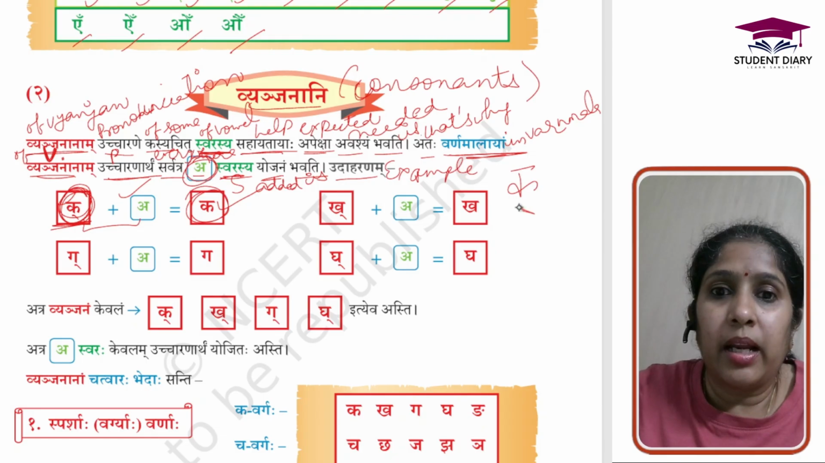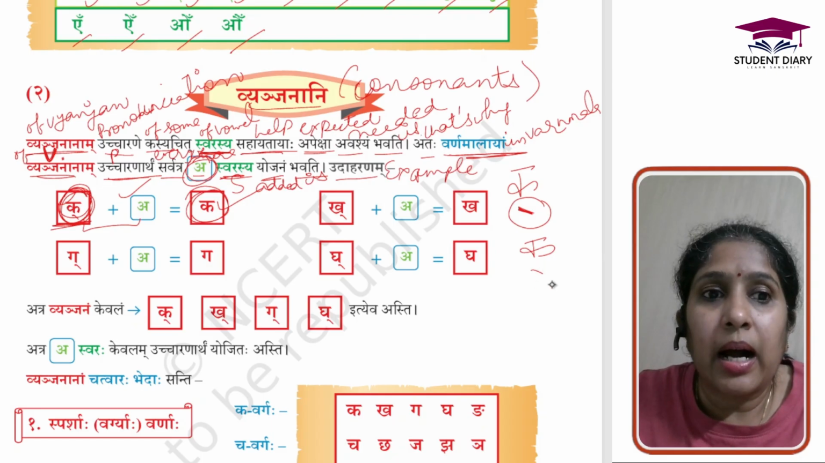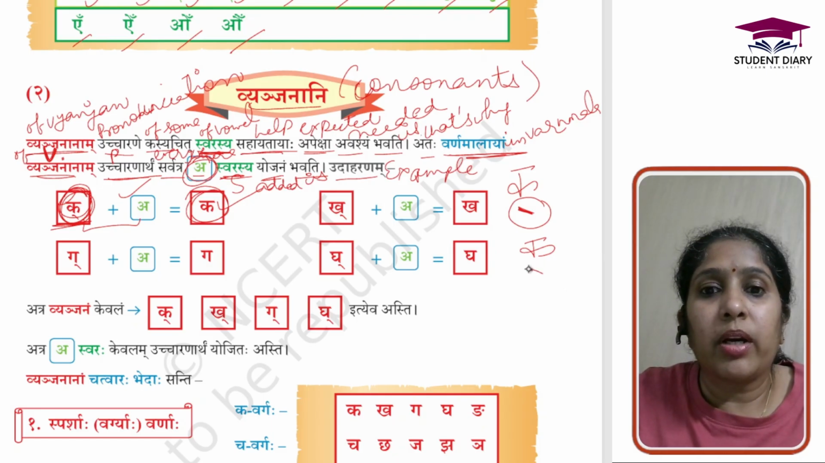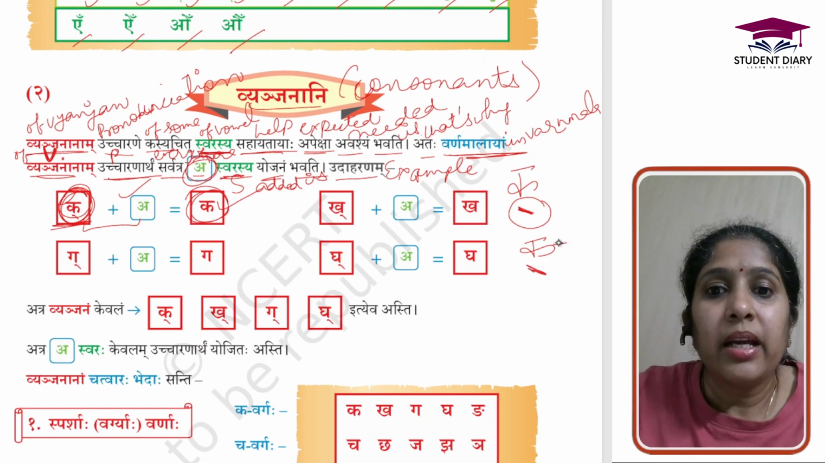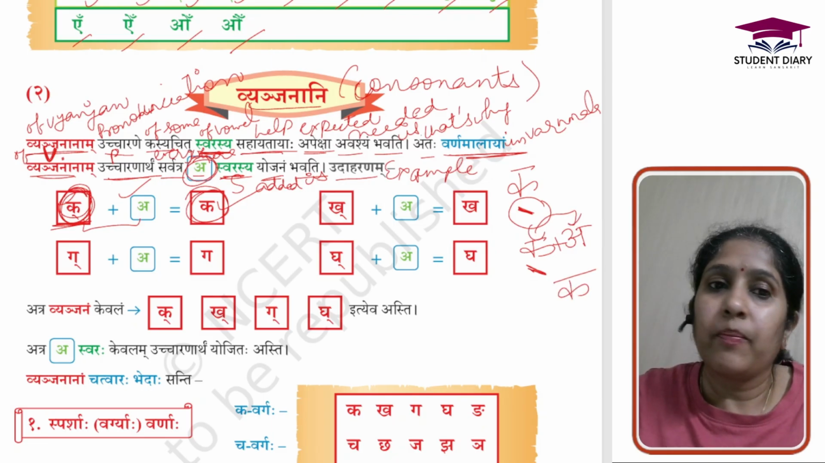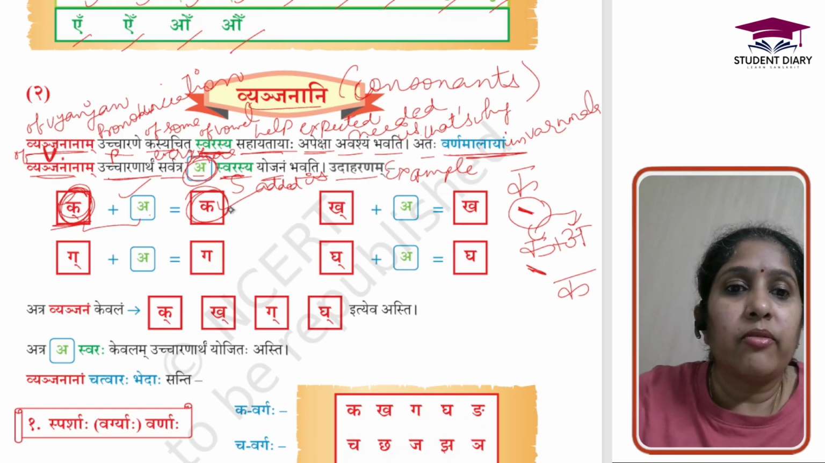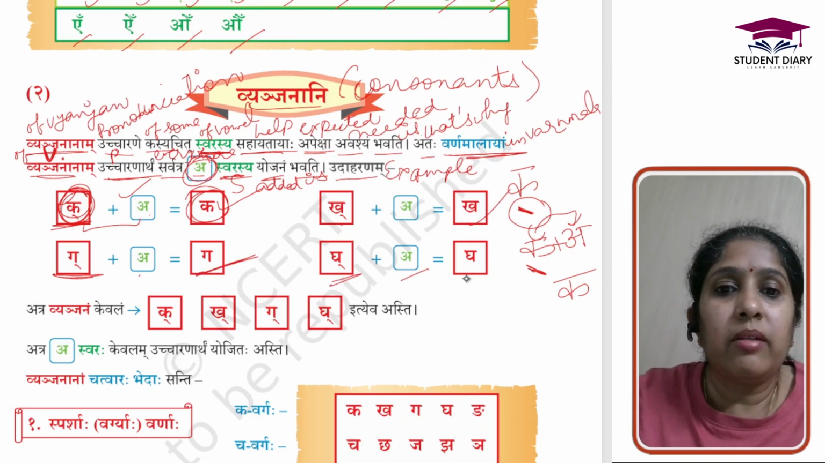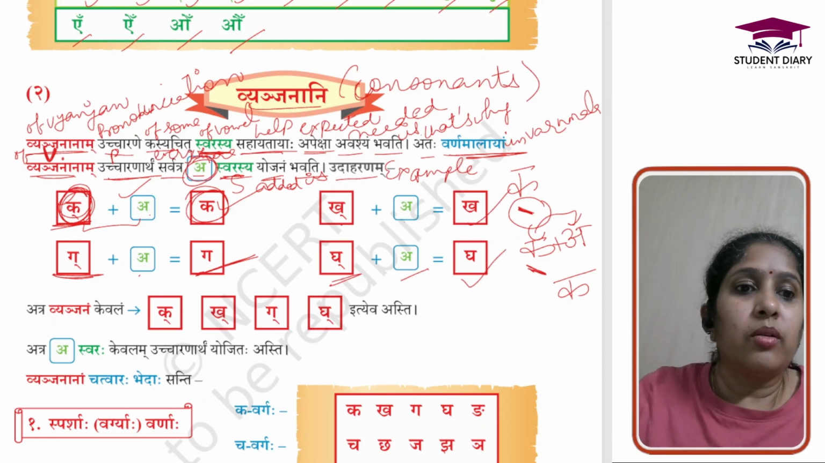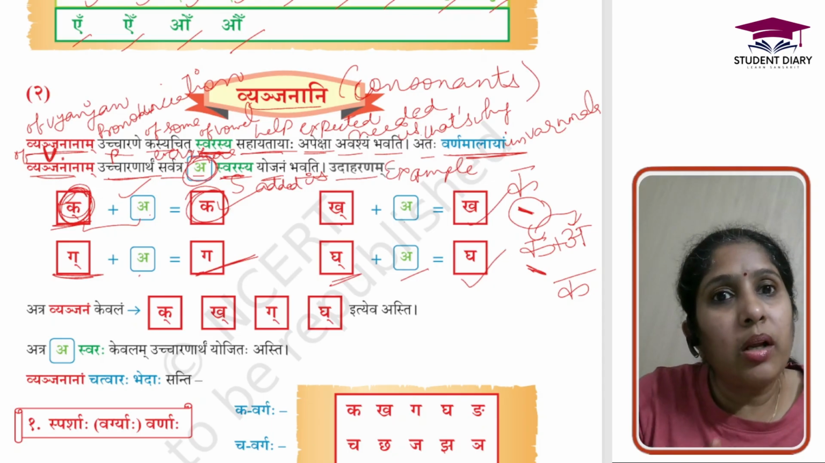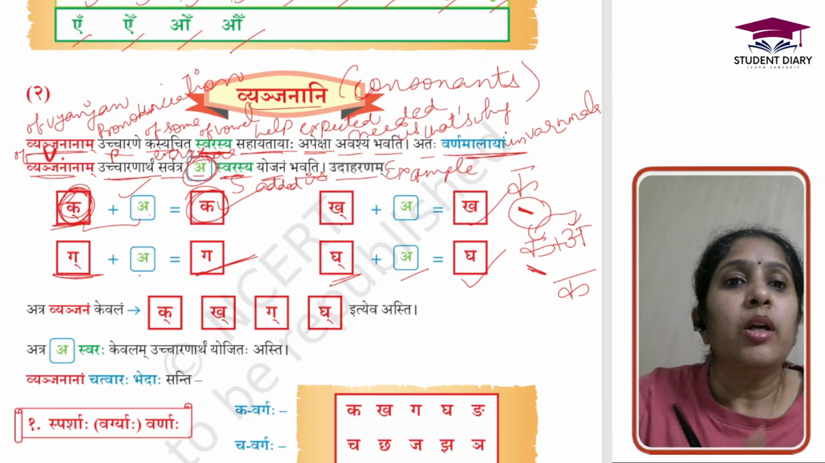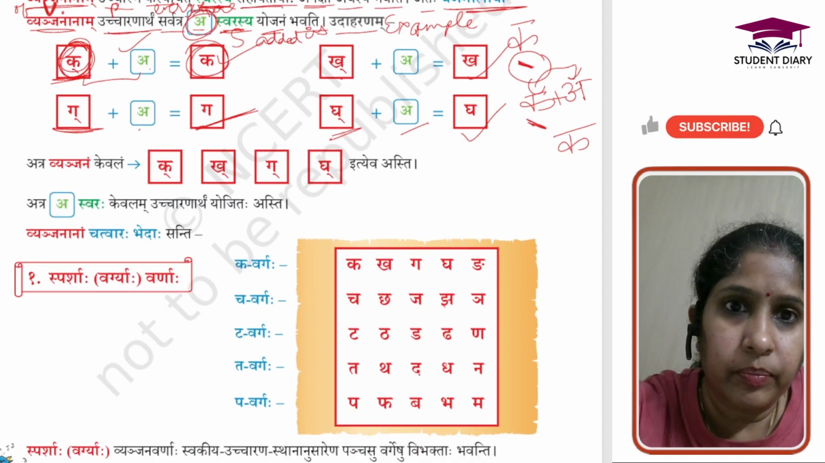So whenever you write a halant, this line is called halant. When you write it with any letter, that makes the letter half. And if you add a to that, then it becomes full, and that becomes ka. Understood? Ka plus a will give you ka, kha plus a will give you kha, ga plus a will give you ga, and gha plus a will give you gha. Understood? We have just written these four, but all the vyanjans will be written like this. I hope everyone knows what consonants we have.